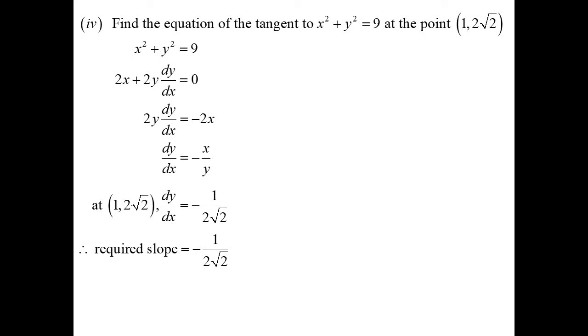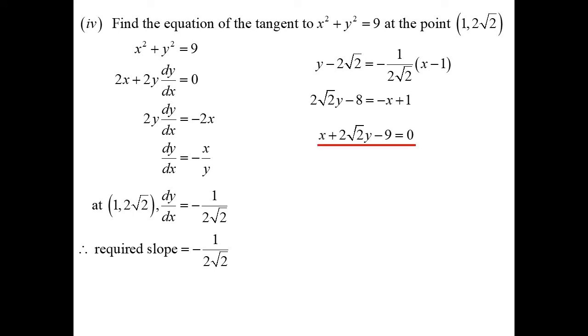We've got a point, we've got a slope, we can find the equation of the line. So let's sub it in. y minus 2 root 2 equals minus 1 on 2 root 2 times x minus 1. And eventually, there it is. x plus 2 root 2 y minus 9 would be the equation of the tangent.